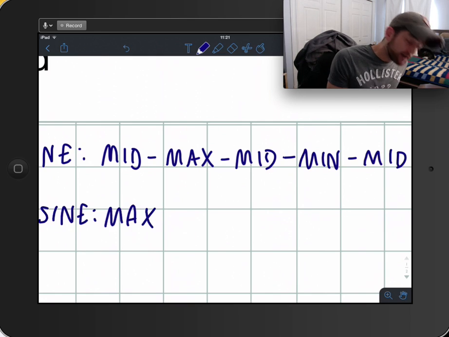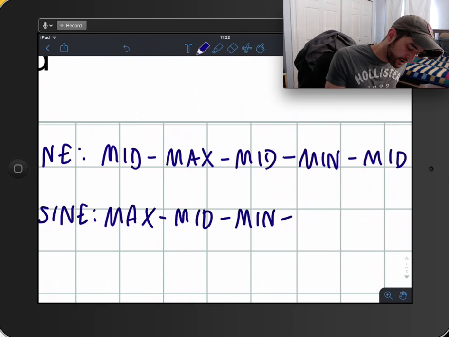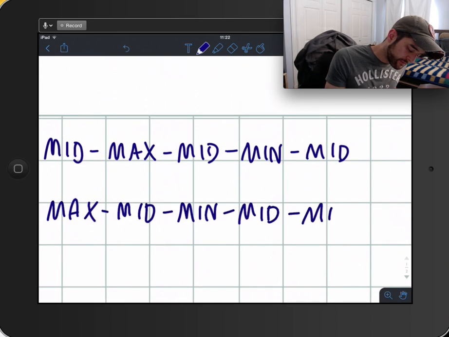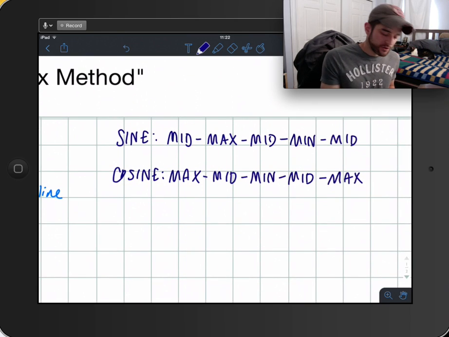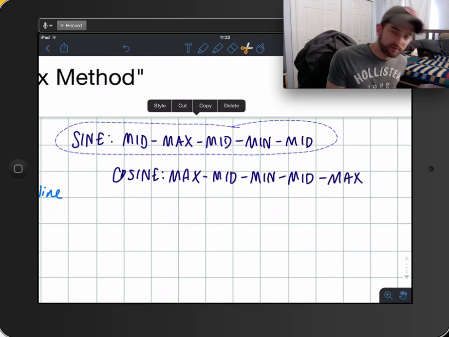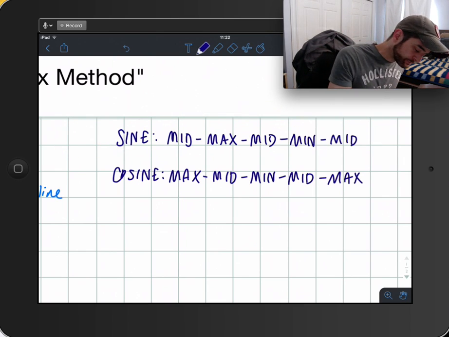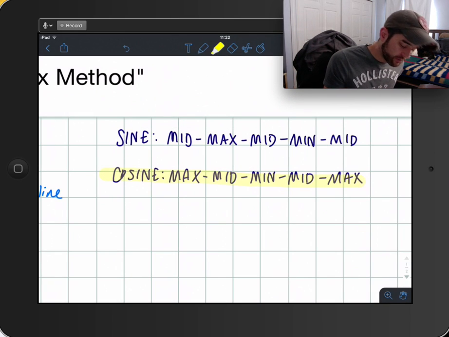It starts at its maximum value. 1/4 of the way through, it's at its midline. Halfway through, it's at its minimum. 3/4 of the way through, it's at the midline again, and it ends at the maximum. So notice that if I take sine and shift it over just a little bit, they all line up. That's no coincidence. But for the purposes of this function, we're going to follow that pattern.